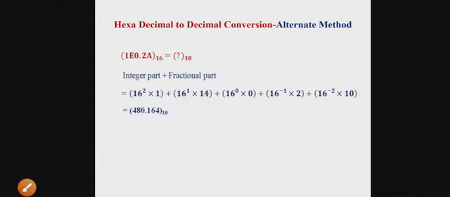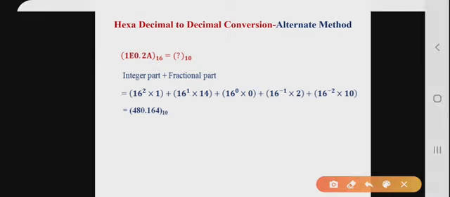In this slide, as you can see, is another method to convert the hexadecimal number into a decimal number just by multiplying the weights of hexadecimal. That is, first of all you need to break it into integer part and fractional part. The integer part will be multiplied with the positive powers of 16, and the fractional part will be multiplied with negative powers of 16, and after that you will have 480.164 as a decimal number.